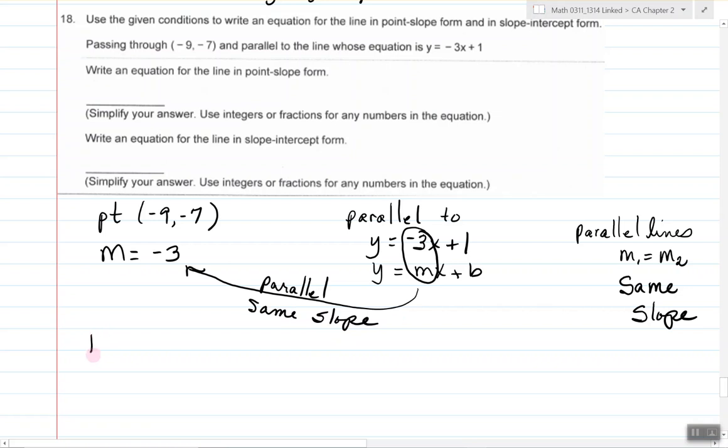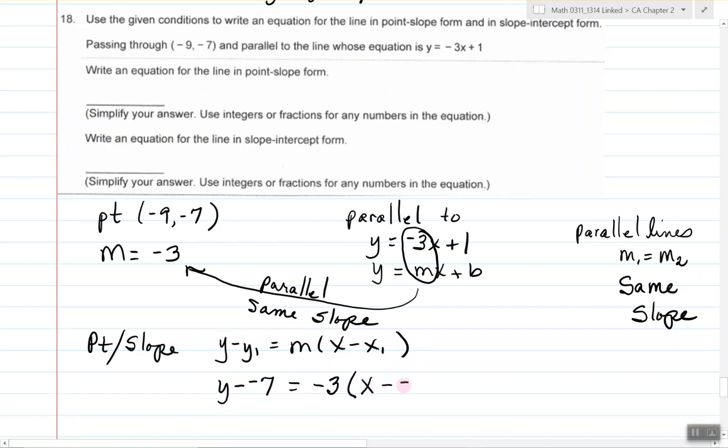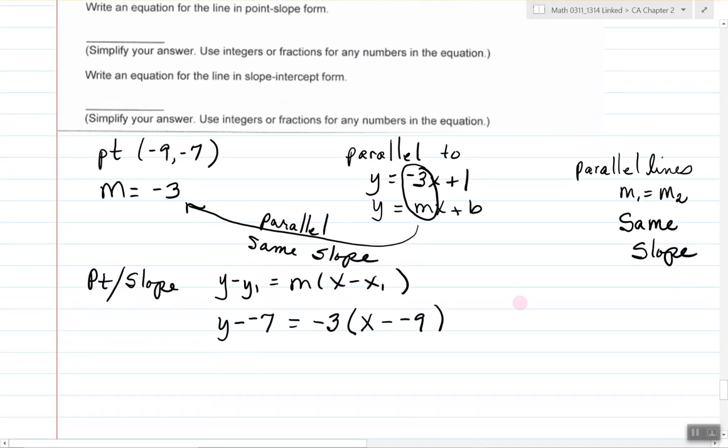So now I will use point slope, which I've used several times in this lesson, and I have y minus y1 is equal to m times x minus x1. Here's my x1, y1. So it is y minus -7 equals, the slope is -3, open parentheses, x minus -9. I have y plus 7 is equal to -3 parentheses x plus 9. You want to stop there. That is one of your answers. That is your first answer.